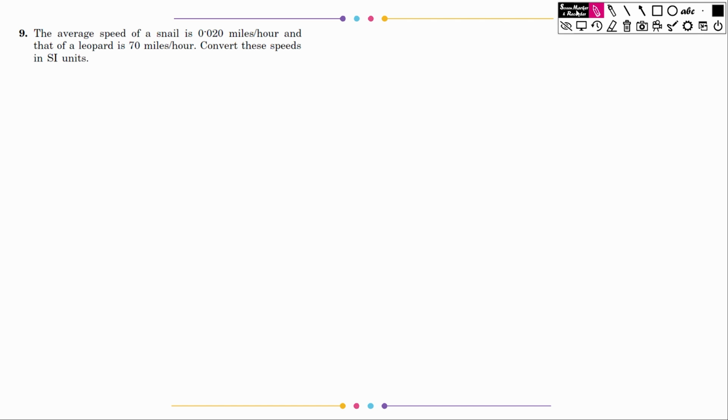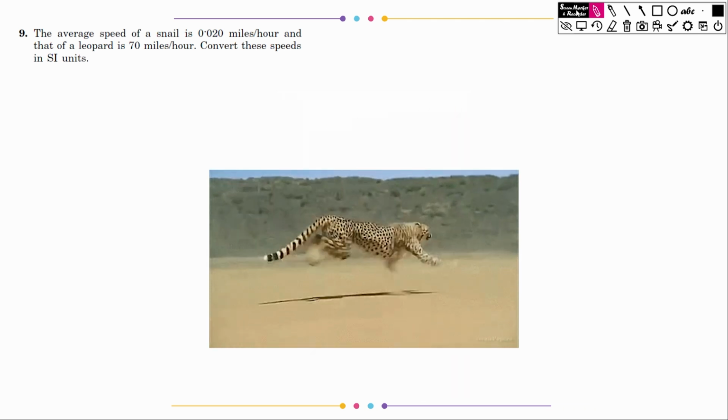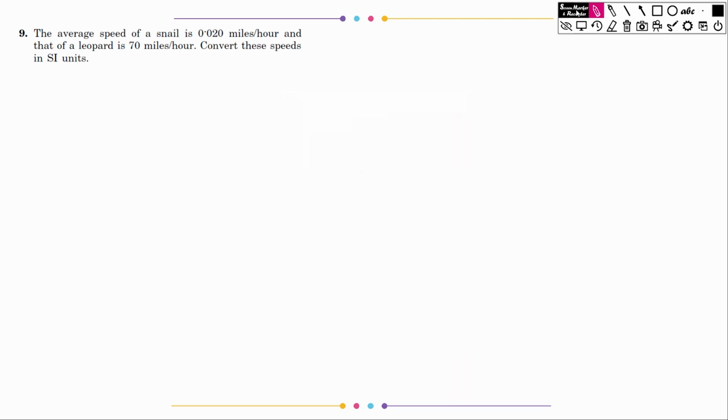We'll take problem number 9. The average speed of a snail is 0.02 miles per hour and that of a leopard is 70 miles per hour. Convert these speeds in SI units. So we'll solve the problem in the similar way as we did in the case of problem number 8. The problem has mentioned average speed of a snail as 0.02 miles per hour and speed of a leopard as 70 miles per hour. Now we have to convert the values in SI unit.